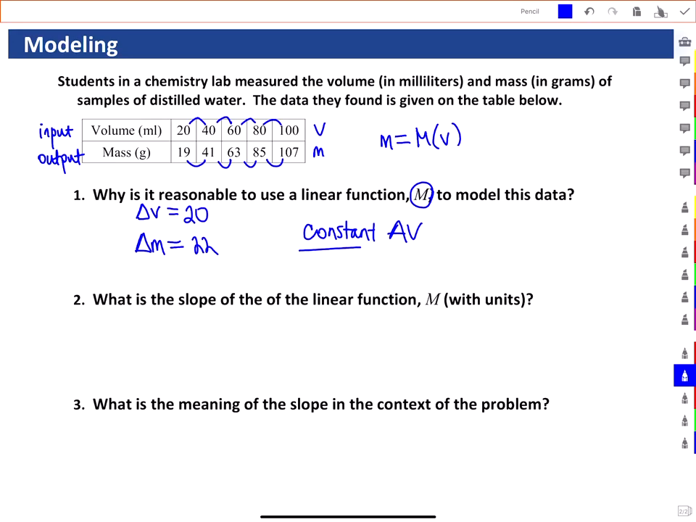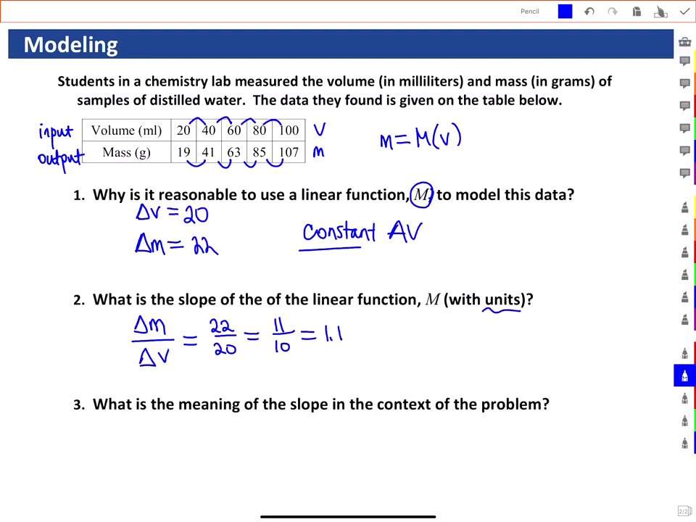Okay, what is the slope? That was where my delta V's and my delta M's are going to be helpful for us. Slope, remember, is your rise over your run, or your outputs over your inputs. This is why you don't just want to think of the change of y over the change of x, because what is y and x? In this context, we're going to be looking at the change of our masses, our outputs, over the change of our inputs, which is volume. Using the values we just found up above, this is 22 over 20, which simplifies down to 11 over 10, or 1.1.